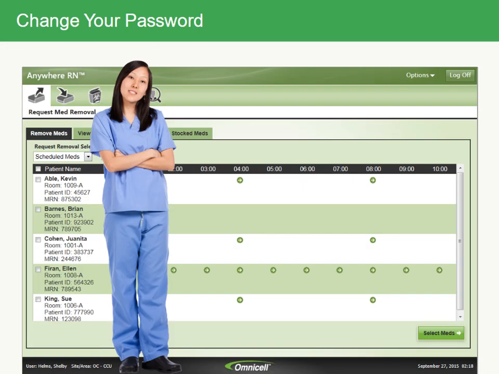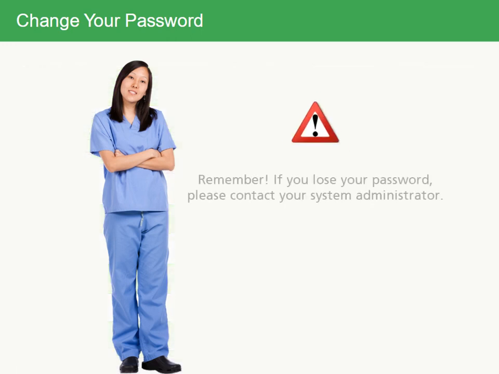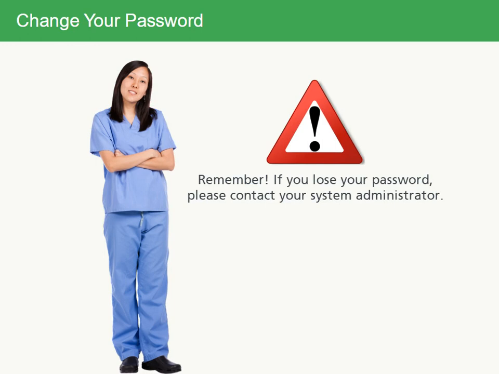There may be times when you need to change your password. First, click the Options drop-down. Then click the Change Omnicell Password option. You'll be guided through the process of creating a new password. Remember, if you lose your password, please contact your system administrator. Omnicell will not be able to help you recover your password or change it.